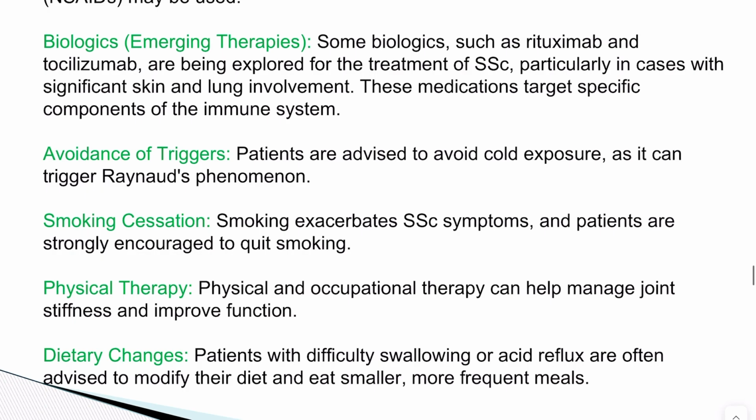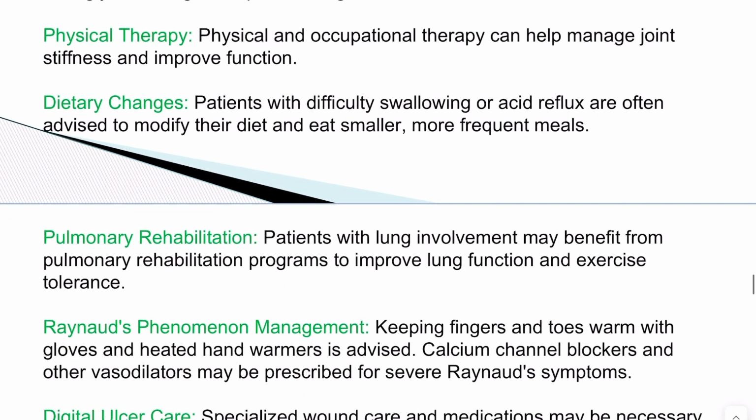Patients are also advised to avoid cold exposure as it can trigger Raynaud's phenomenon. If the patient is a smoker, we ask them to quit smoking. Physical and occupational therapy can help manage joint stiffness and improve function. Dietary changes, patients with swallowing difficulties or acid reflux are often advised to modify their diet and eat smaller, more frequent meals.